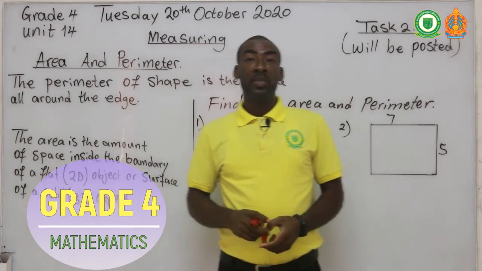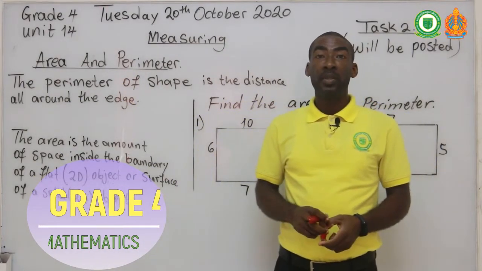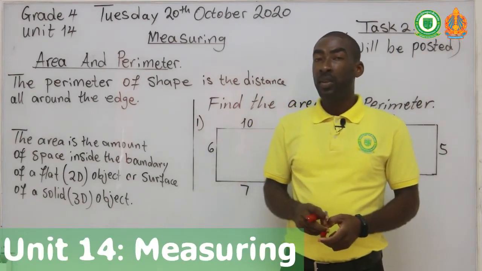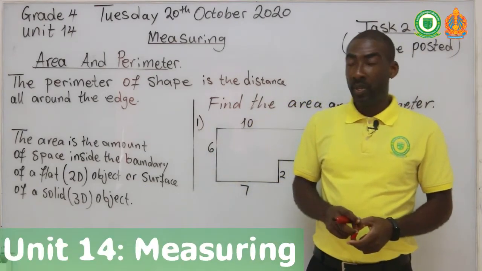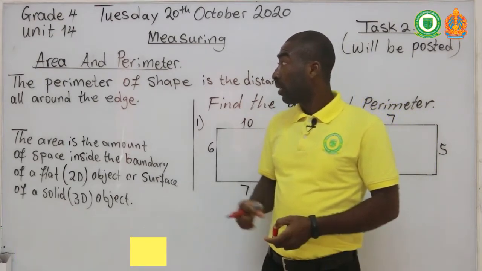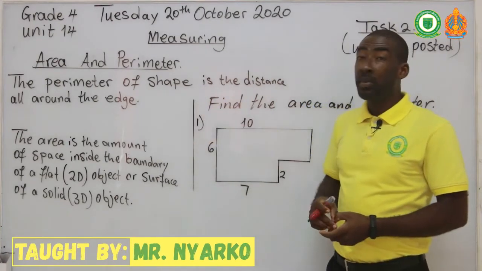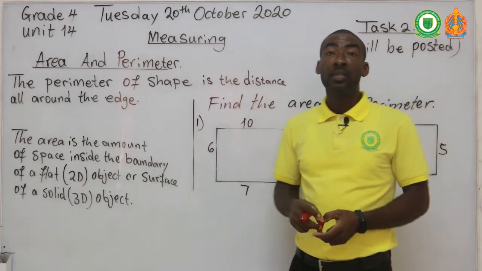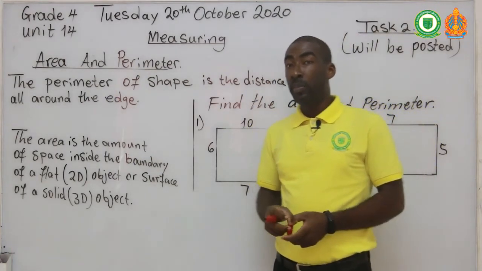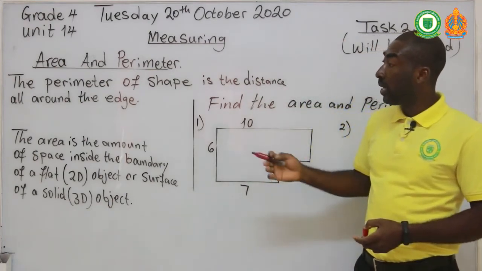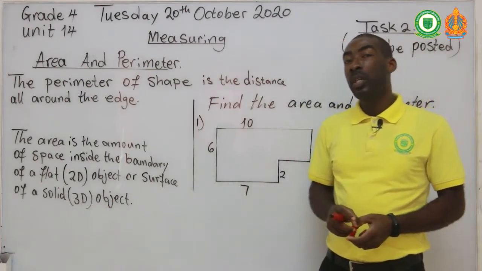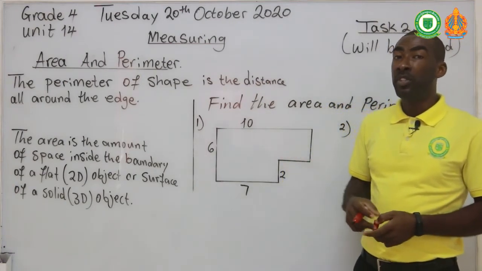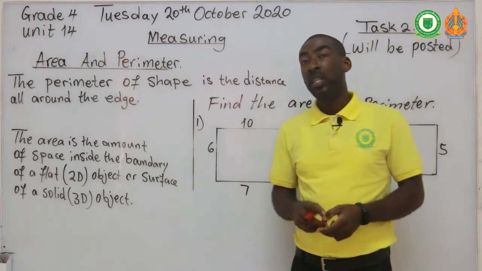Hello students, welcome back to our second video. On this video, we will still continue how to calculate an area and that of a perimeter as well. Okay, so in the first place, we remember that a perimeter is actually the distance around the edge of a shape, and then an area is also the amount of space that we find inside the boundary of a 2D shape or that of a 3D shape as well.